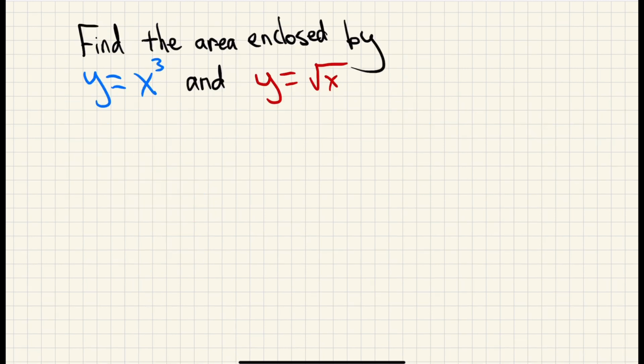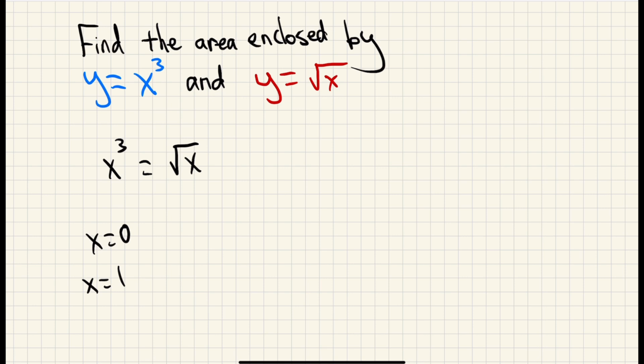All right, so let's look at this problem. Find the area enclosed by y equals x cubed and y equals the square root of x. The first thing we need to do is figure out what this function looks like. To do that, I'm going to ask, where are the intersection points? Where does x cubed cross square root of x? If you set x cubed equal to square root of x, you'll find that at x equals 0, you get the same thing on both sides. And at x equals 1, you get the same thing on both sides.